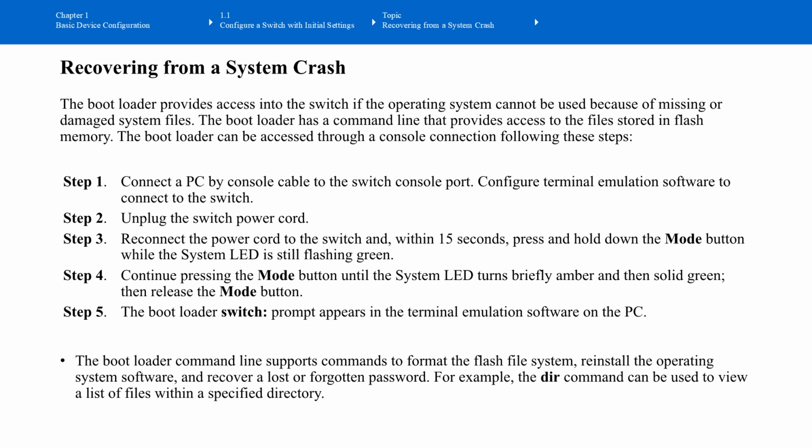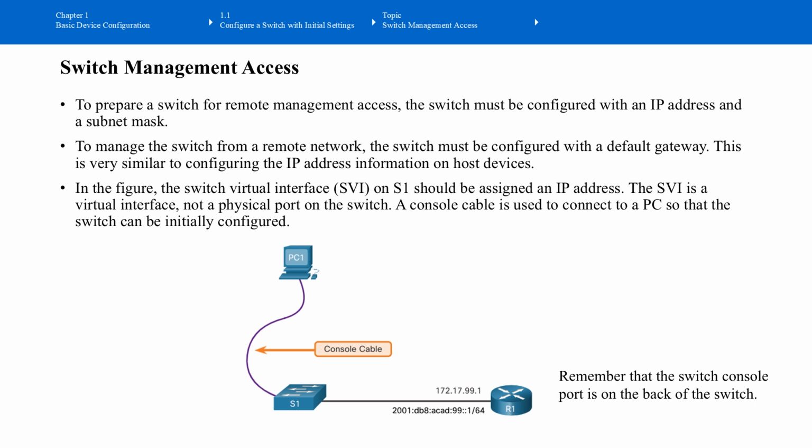The bootloader command line supports commands to format the flash file system, reinstall the operating system software, and recover a lost or forgotten password. For example, the dir, the directory command, can be used to view a list of files within a specific directory. So here, this picture shows how you connect a computer to a switch through this console cable. And then this switch can also connect to other devices.